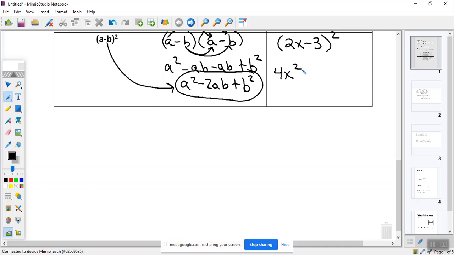Okay, so let's do this. What's 2 times, this is going to be a minus sign now according to this. What's 2 times 2x? 4. So 2 times the a value of 2x would be 4x. 4x times 3 would be 12x. And then what would b squared equal? 3 times 3. Okay, did that match what we already knew foiling out?